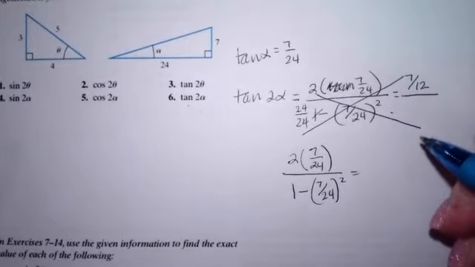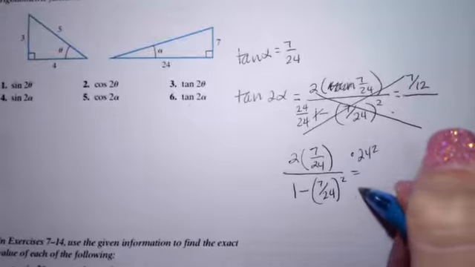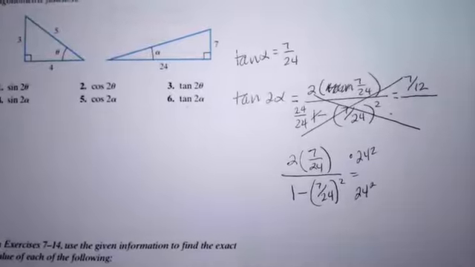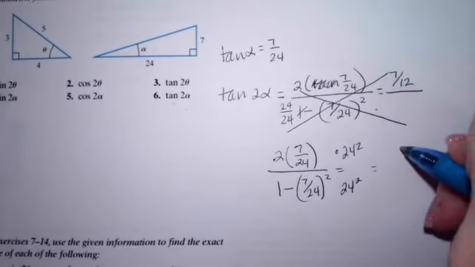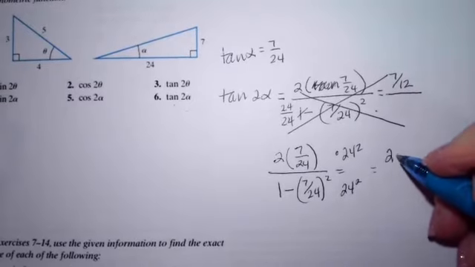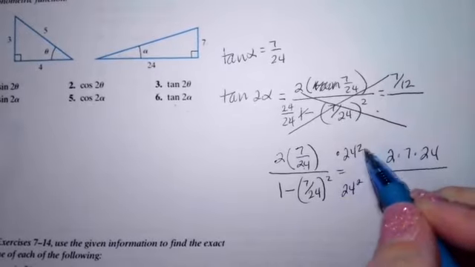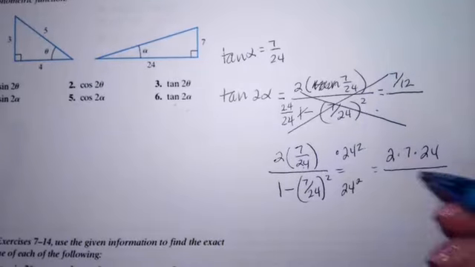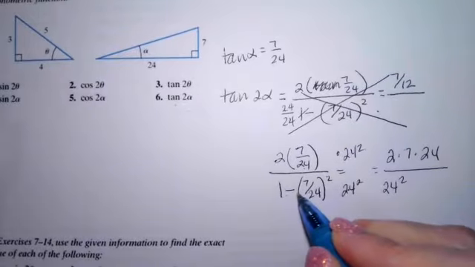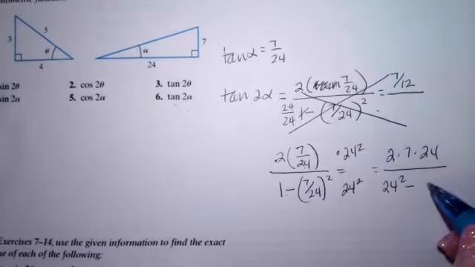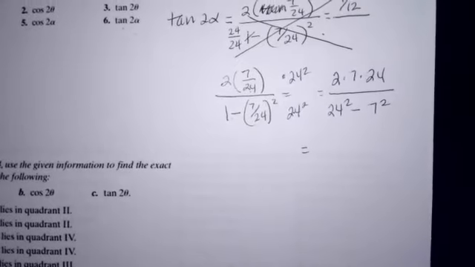Okay, so then I'm going to multiply the top and the bottom by 24 squared. So then this gives me 2 times 7 times 24, because one of the 24s cancel out, all over 24 squared distribution minus 7 squared. All right, so 2 times 7 times 24.